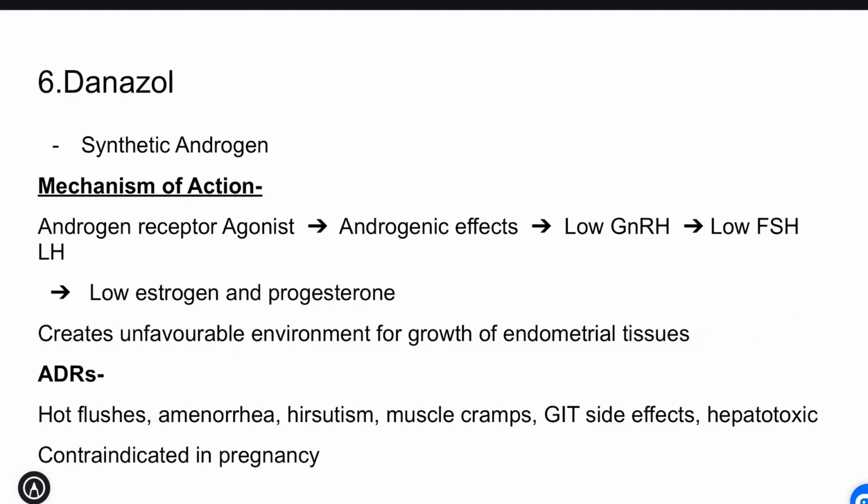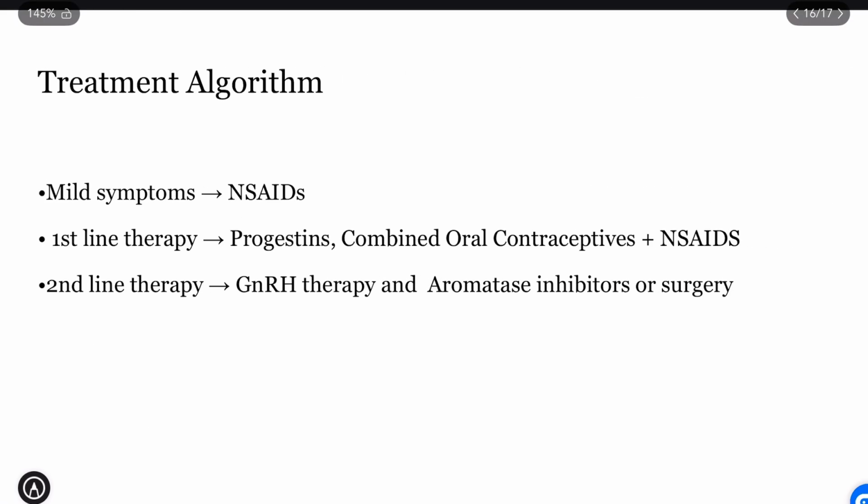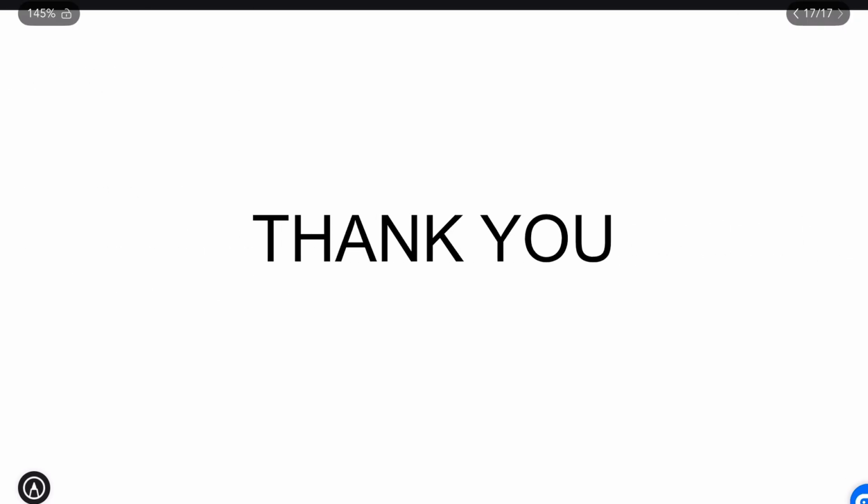इसका एडवर्स ड्रग रिएक्शन ये है कि it can cause hot flushes, amenorrhea, hirsutism, muscle cramps, GIT side effects, hepatotoxicity. It is contraindicated in pregnancy. ओके, ट्रीटमेंट एल्गोरिदम क्या है? माइल्ड सिम्टम्स है तो NSAIDs देना है. पर ऐनल्जेसिक्स देना ही पड़ता है पेन मैनेजमेंट का, पता नहीं कुछ भी हो जाए. Then in first line therapy you will give progestins and COCs, which are hormonal therapy, plus analgesics. And in second line therapy you will give GnRH therapy and aromatase inhibitors or surgery. Okay, so that was our pharmacotherapy of endometriosis. Thank you.